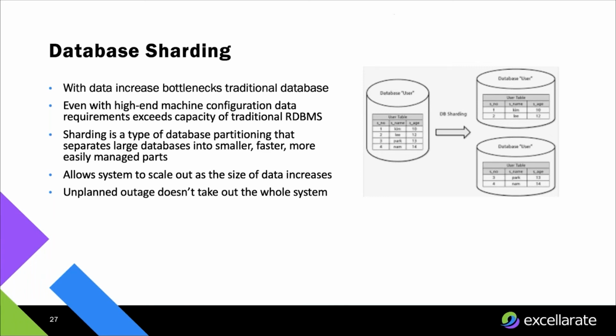So in the example on the right hand side, you can shard it on the basis of your serial number or whatever, and then you can divide that data into multiple shards. It really helps a system to scale out as the size of the data increases, and it also helps so that unplanned outages don't take out the whole system. So that's another advantage that we get from database sharding. So these are the design considerations that we should always look into when we are developing our architecture.